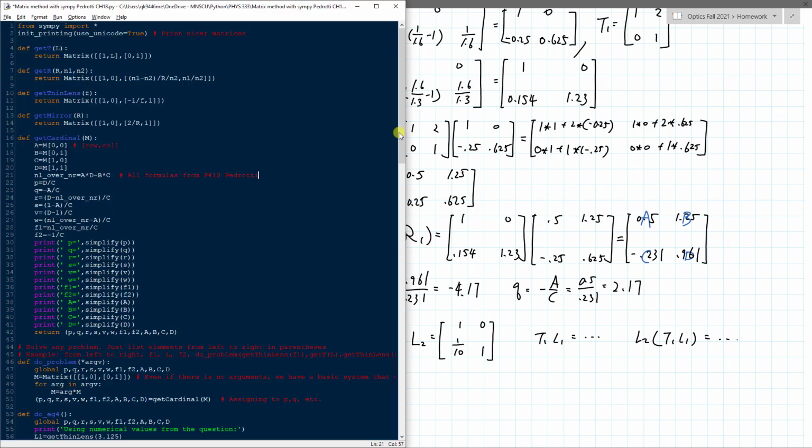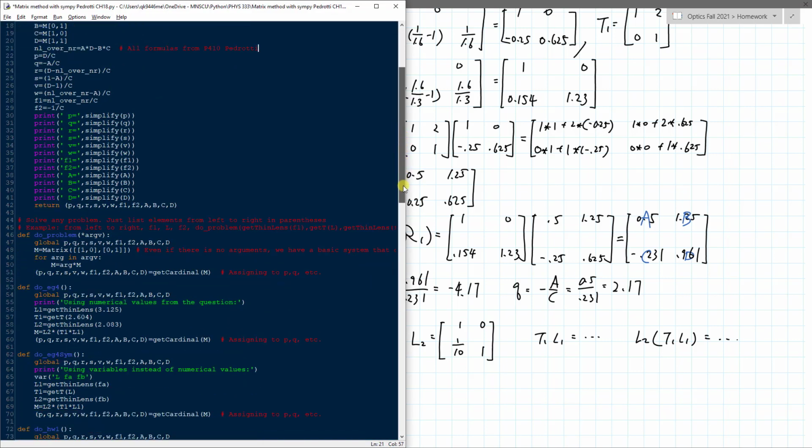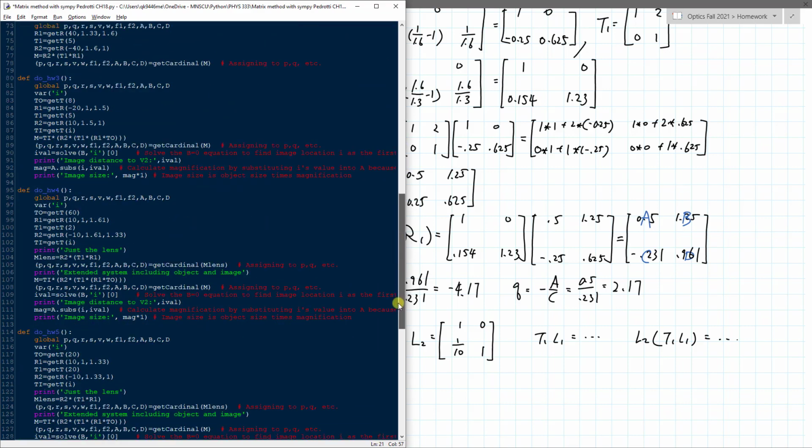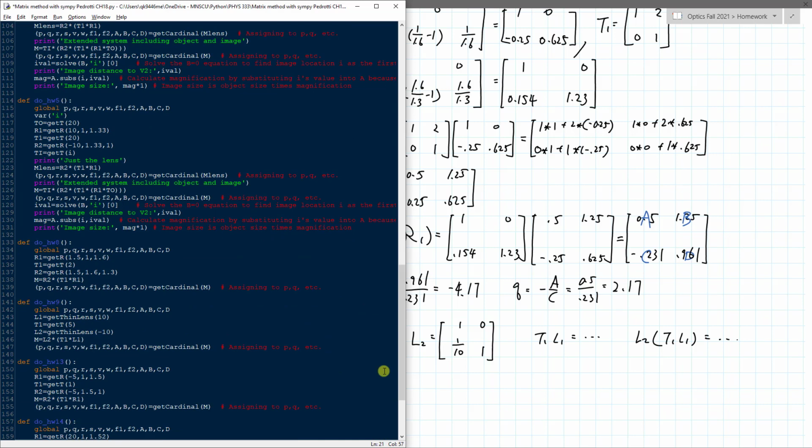Okay, I already ran this program. That means it has all of the solutions loaded. You just have to print it. So this is question 9 here. So do question 9. That looks pretty similar. You have two lenses. You have a distance. So one lens, a distance, another lens, and then it gets you the cardinal points. So let's run homework number 9.